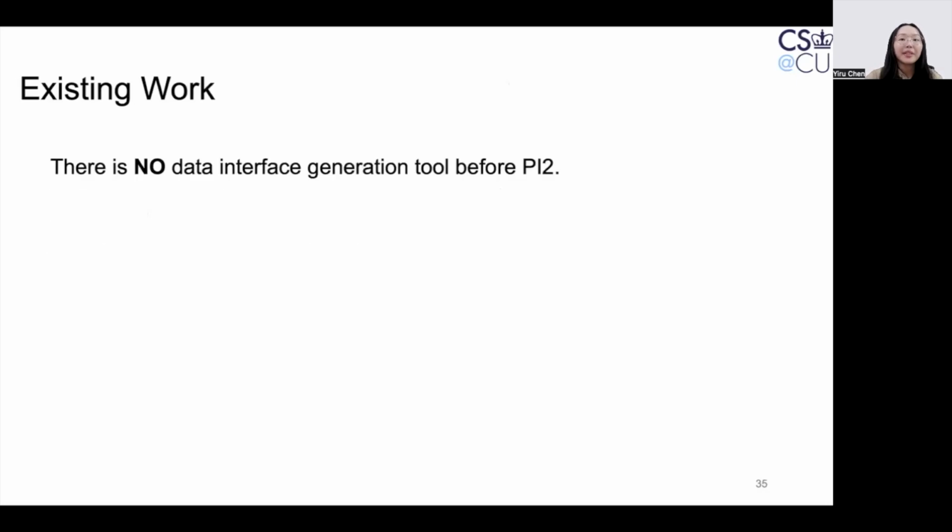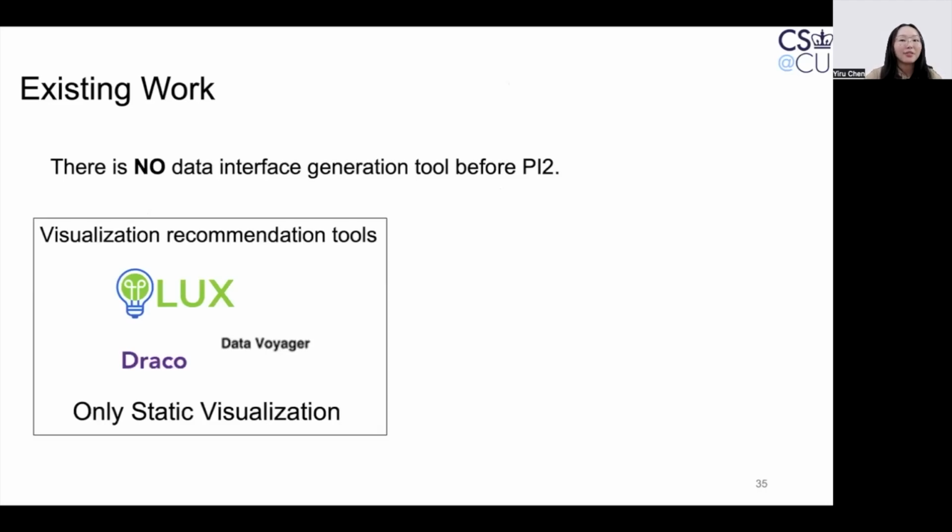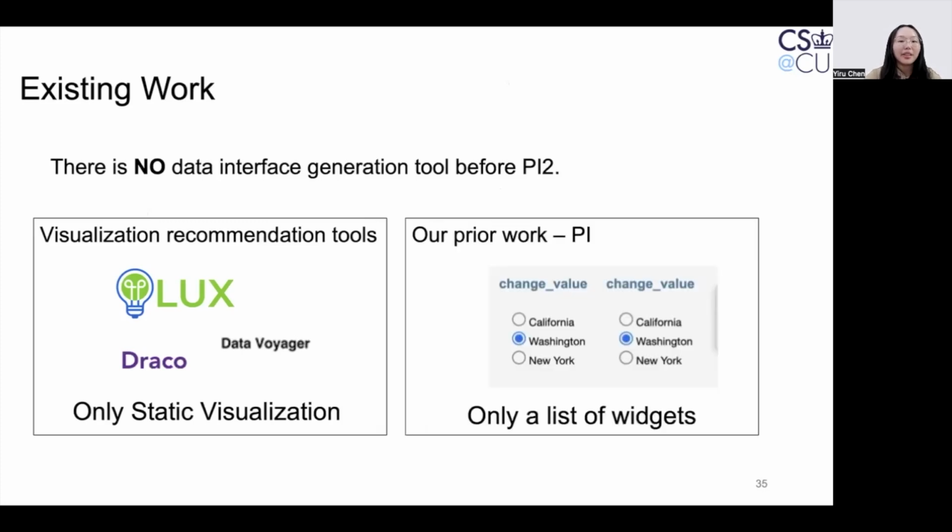So prior to PI2, there was no interface generation tool existing. Although there are many visualization recommendation tools like Lux, Draco, Data Voyager, they can only generate static visualizations. And the closest work is our prior work PI. However, it can only generate a list of widgets, and it does not consider design or visualizations at all.